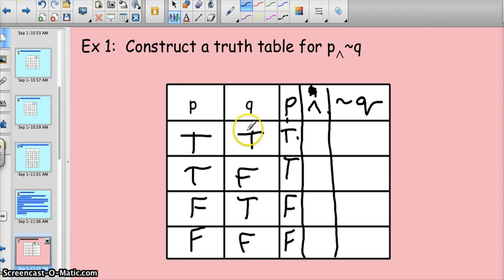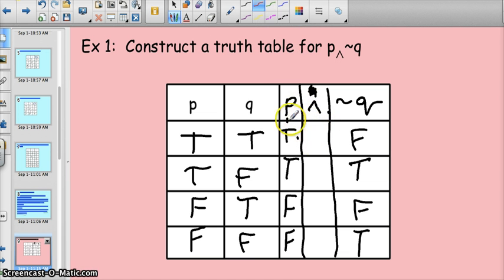Well, look at the Q column and do the reverse of it, because that's what negation is. So the reverse of true is false. The reverse of false is true. The reverse of true is false. And the reverse of false is true. And the answer column is what comes in the middle, and I will use red for that.